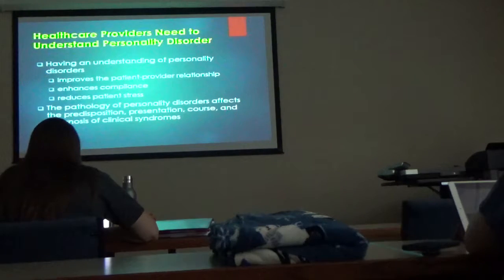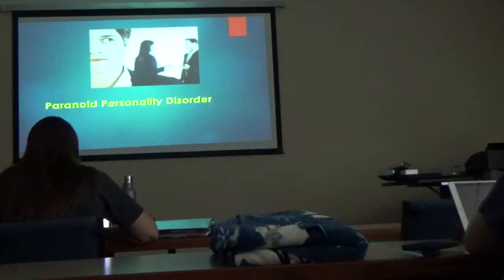And then finally, it can reduce patient stress. If you're inflexible in your personality, and let's say you're a healthcare provider with a personality disorder, there are some out there, and then you keep putting yourself on somebody else, maybe you won't keep a job, maybe you get bad evaluations, maybe you just hate your job. There's a lot of things that can happen if you don't know, but it can certainly stress a patient. The pathology of personality disorders affects predisposition, presentation, course, and prognosis of clinical syndromes. So what they are is somewhat predictive of how they end up.